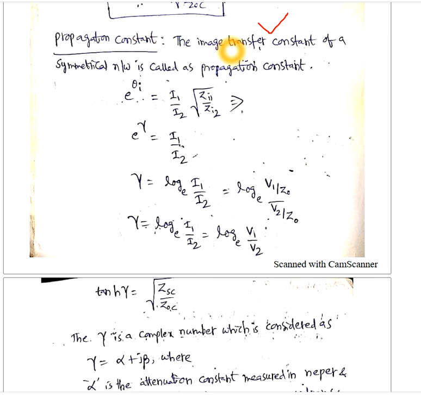So the image transfer constant of a symmetrical network is called propagation constant. Fine, that's why for transmission lines and all, we generally call the things with propagation constant, which is nothing but image transfer constant. So the image transfer constant is for a generalized network, whereas the propagation constant is for symmetrical network. Generally, the transmission lines are modeled as symmetrical networks, so there you can directly apply it. Fine, but how to get it?